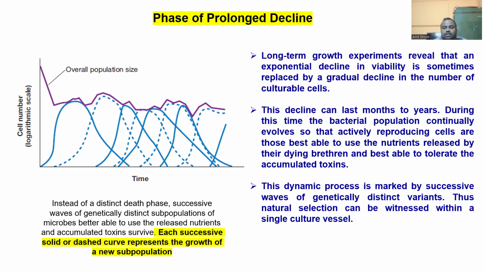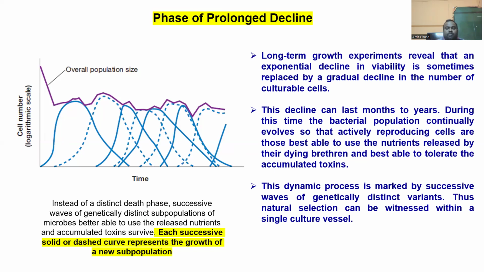The long-term growth experiment reveals that an exponential decline in viability is sometimes replaced by a gradual decline in the number of culturable cells. So this decline can last months to years. And during this time, the bacterial populations continuously evolve so that actively reproducing cells are those best able to use the nutrients released by their dying siblings and best able to tolerate the accumulated toxins.